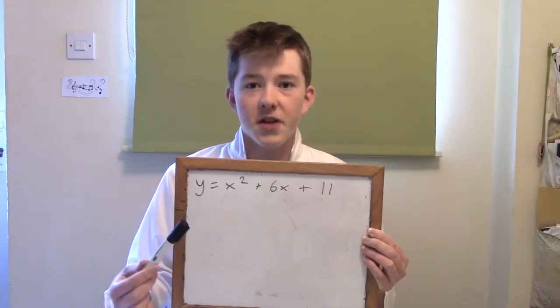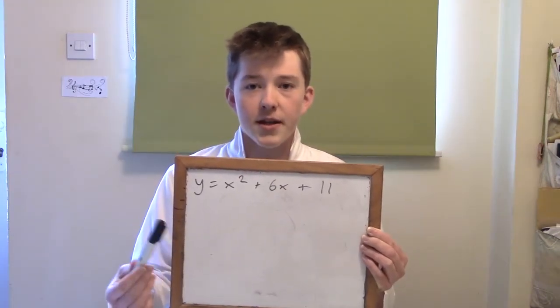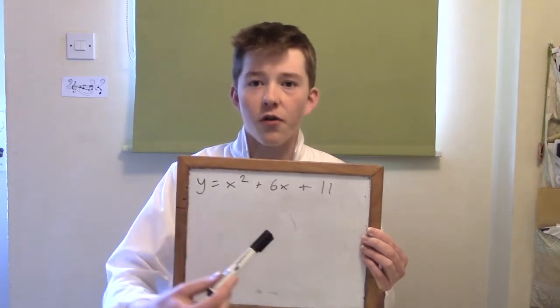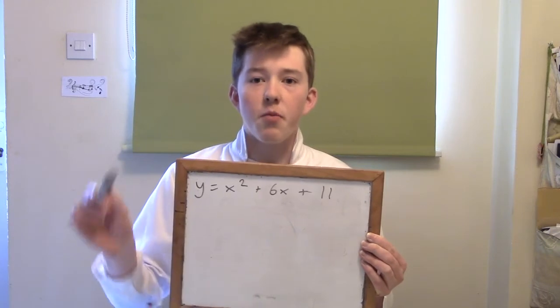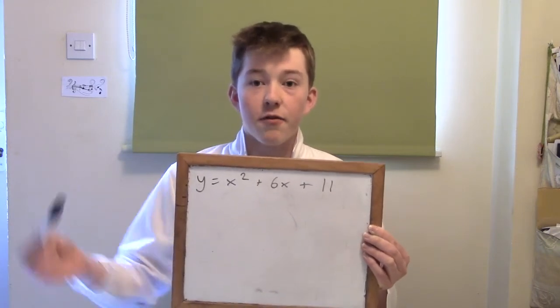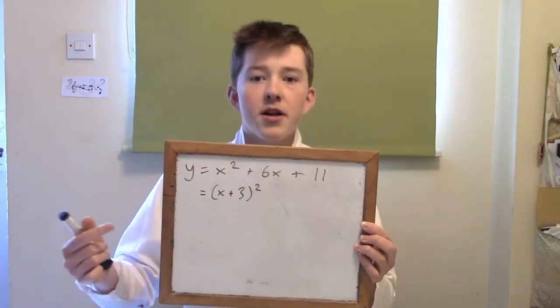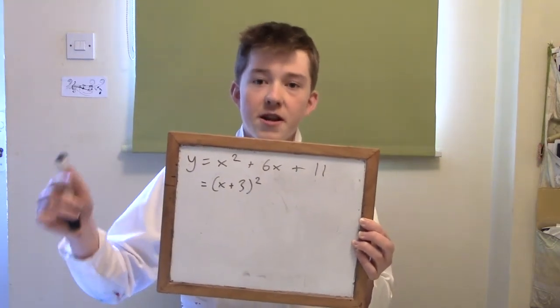Now, the first step to completing the square is we have to make a bracket of x plus half of the b coefficient, and then we have to square that bracket. For example, this, which I'm hoping you'll be able to read. Y equals x plus 3 squared.